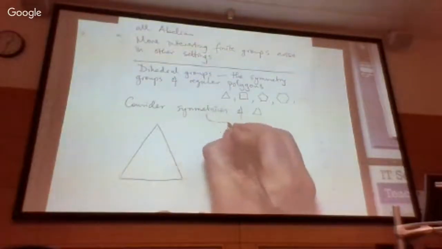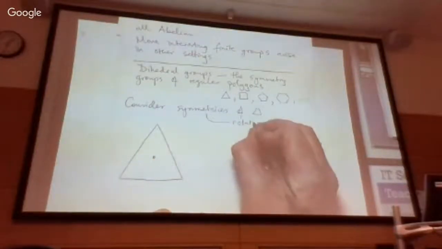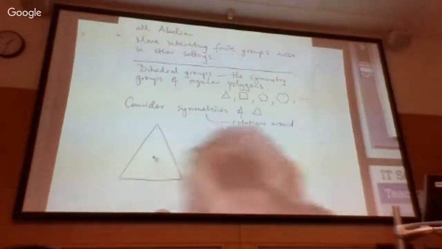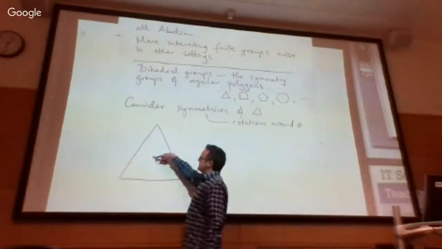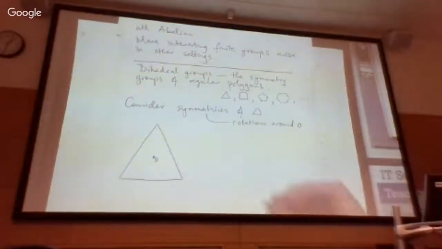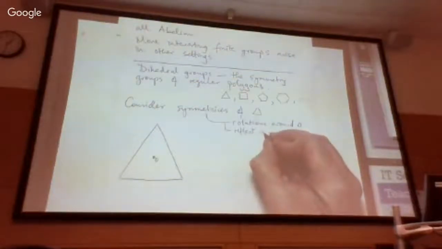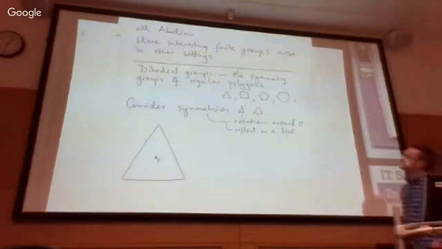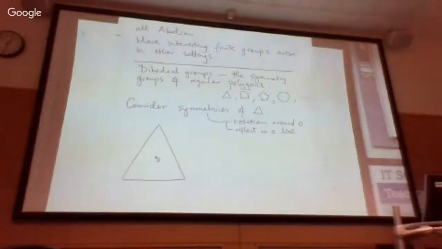Now, the symmetries. There are two types of symmetries. There are rotations around the origin. So imagine our triangle is centered on the origin. You can rotate your triangle around the origin. And we can reflect the triangle, reflect in a line. So those are the two types of transformation.